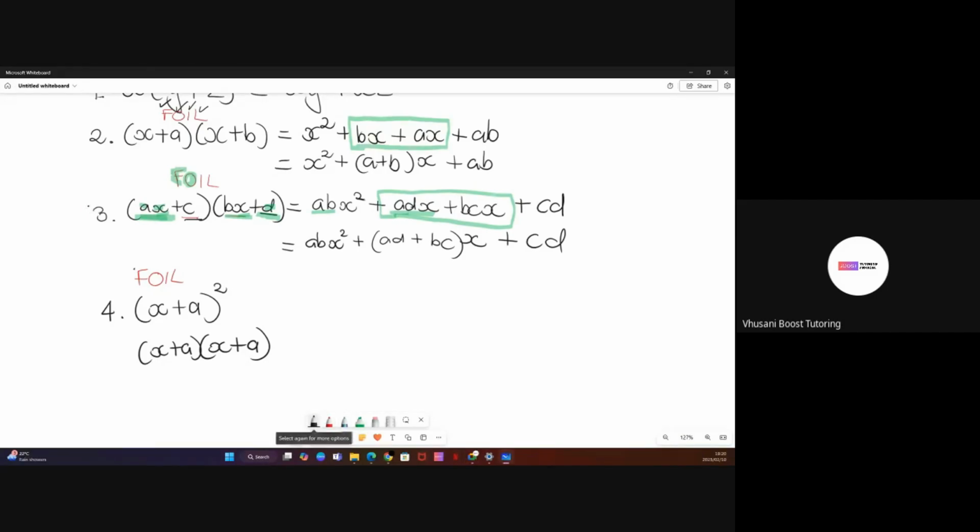Okay. So now let's just simplify this using foiling. I'm sure you guys are okay with me doing this a bit faster, right? I'll just say x squared plus ax plus ax plus a squared, right? And this is equal to x squared plus 2ax plus a squared. Pretty straightforward, right?